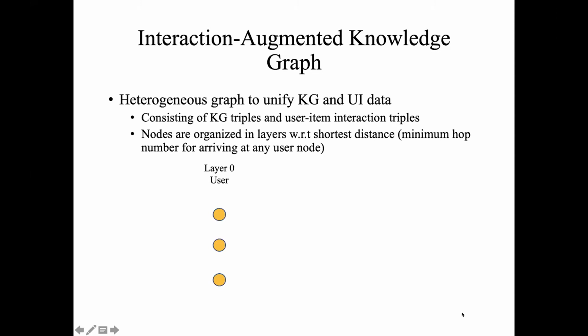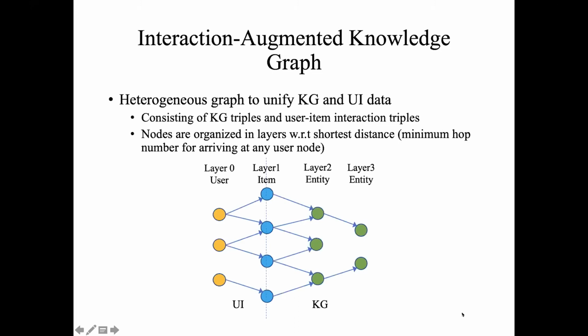Specifically, user nodes are placed on the first layer. Then, the aligned entities which correspond to online items are placed on the second layer. The other nodes are organized in layers according to their distance. We call this graph the interaction augmented knowledge graph.